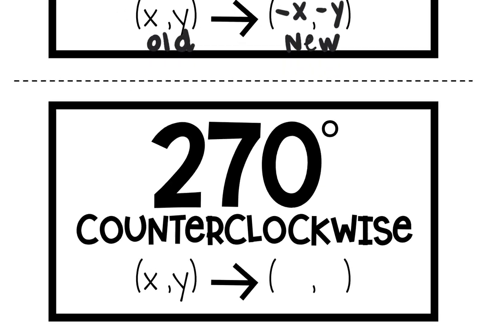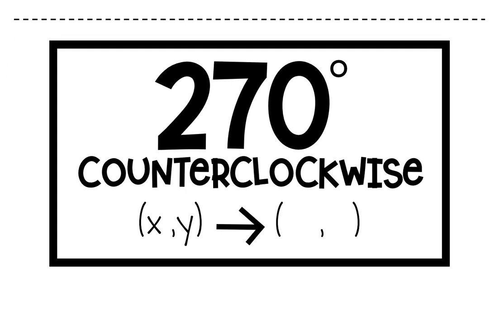All right. What about this last rotation? 270-degree counterclockwise rotation. X, Y. So I have my old point, and I'm trying to figure out what my new point is going to be. I'm going to use a rule very similar to the 90-degree counterclockwise rotation. I'm going to have a swap of position, but the original X is the one that will have that change of sign.